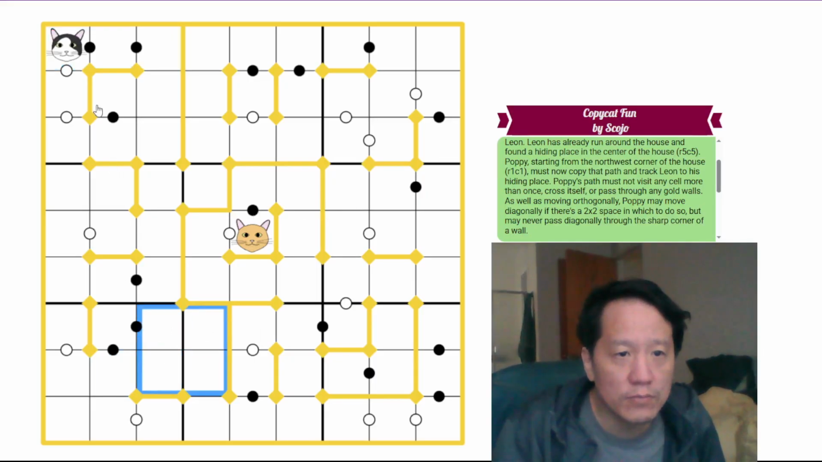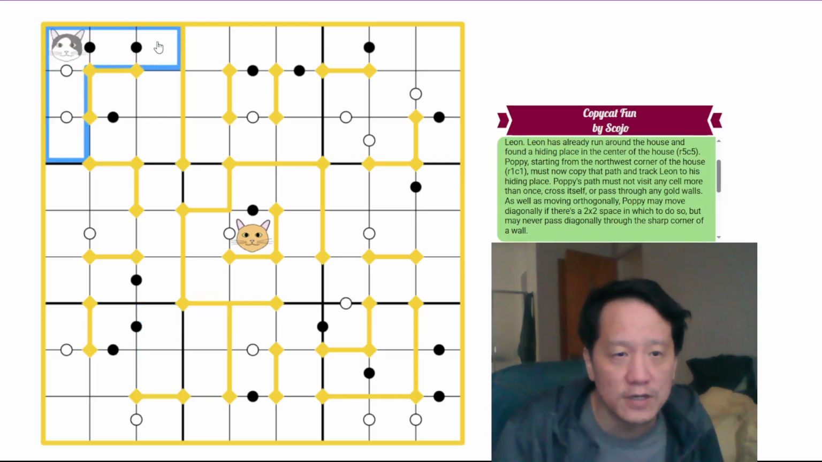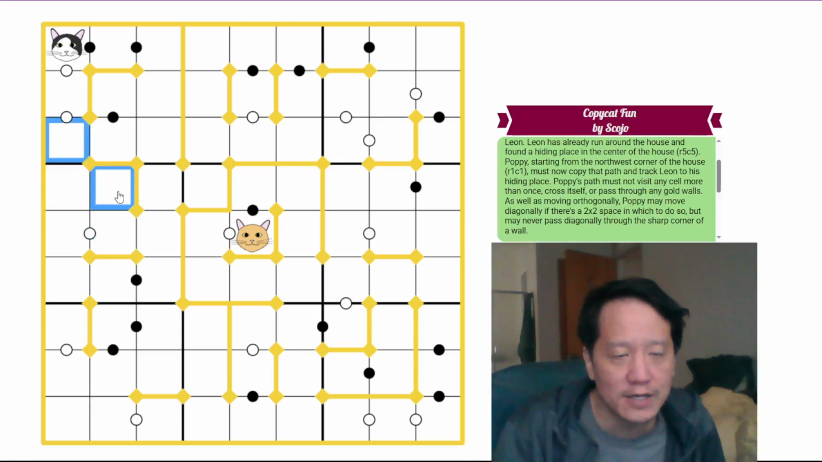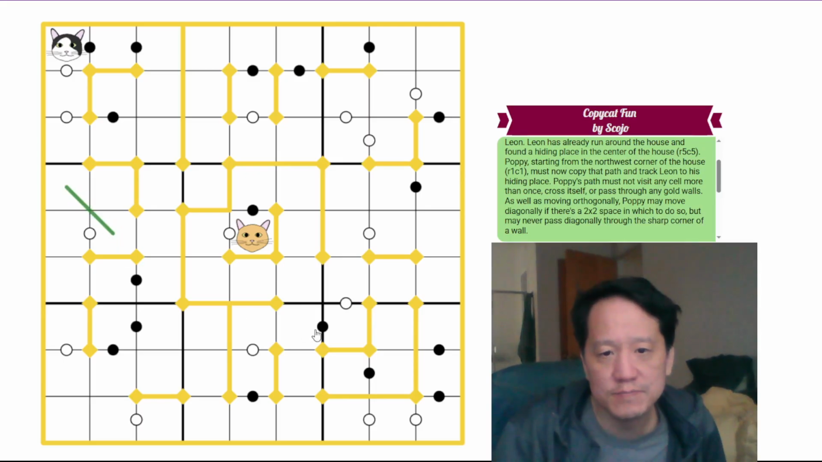So, Poppy has to move basically horizontally and vertically unless there's a 2 by 2 area where he can go diagonally. He cannot go diagonally like this, right? You could not go diagonally like this because you have the yellow wall in the way. But he could go diagonally like this. So Poppy has to follow Leon's path, and he cannot cross his path, visit any cell more than once, or pass through gold walls.